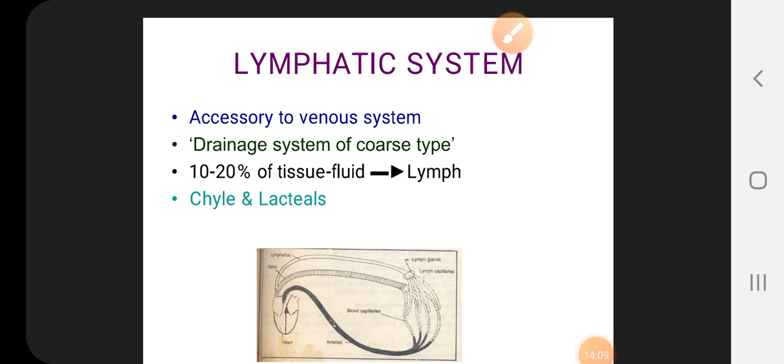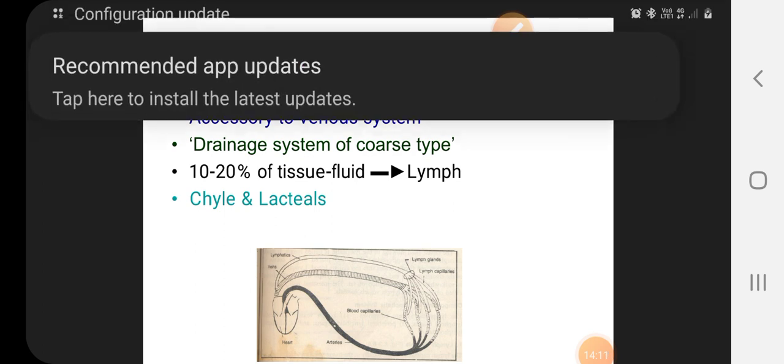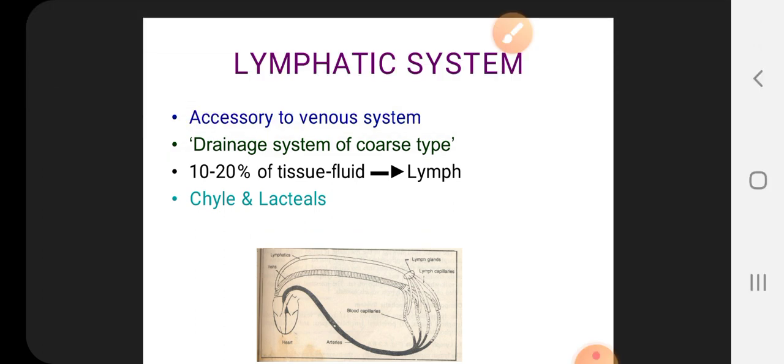Next we will go to the lymphatic system. It is accessory to the venous system. It helps in drainage of coarse type of impurities. 10 to 20% of tissue fluid will be lymph.